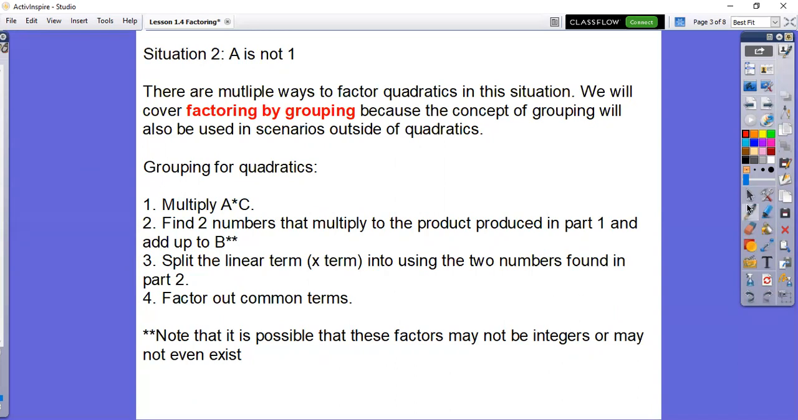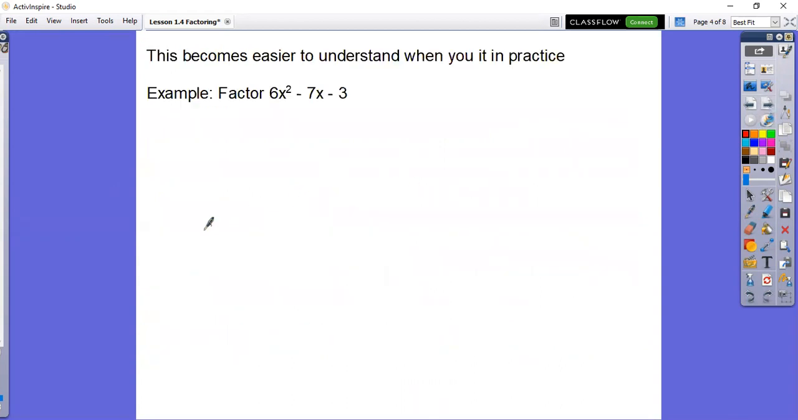So we're going to do an example. Again, I know that I'm kind of talking through this pretty quickly, but this is a video. So if you need to pause and write down these steps, feel free to pause and write down the steps. We're going to go through the example. So right here, A is not 1, it's 6. So first I'm going to do A times C, and that is -18. I need two numbers that multiply to -18 and add up to -7. Those are -9 and 2.